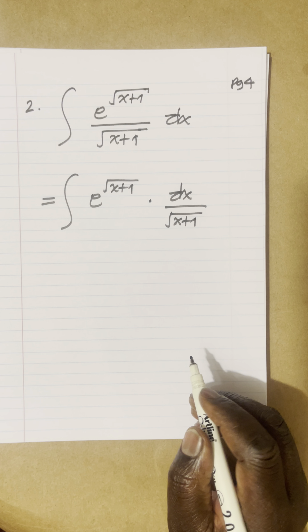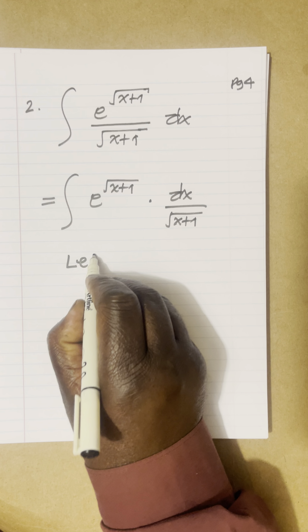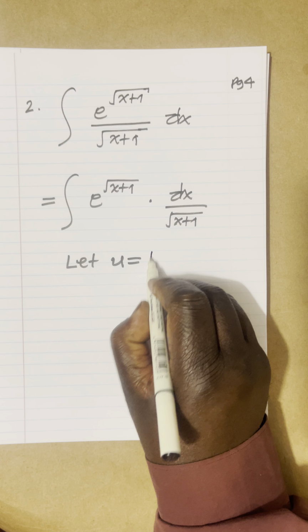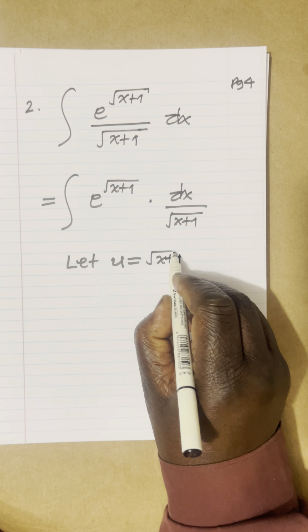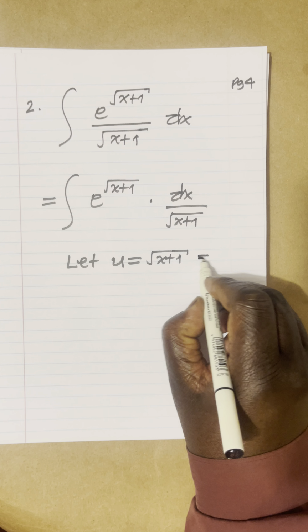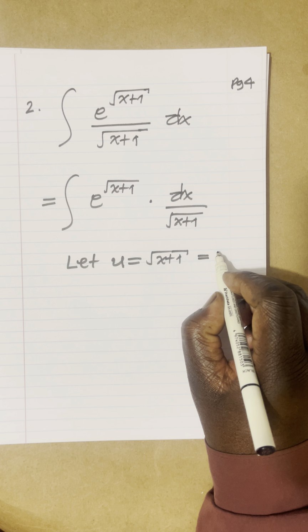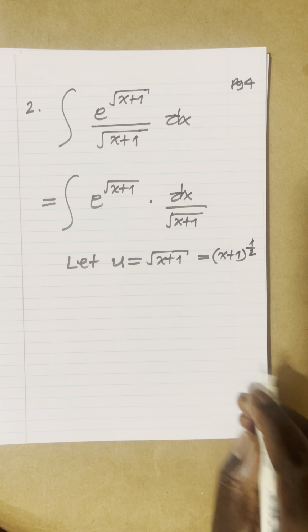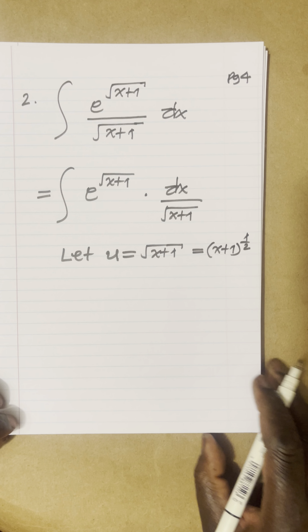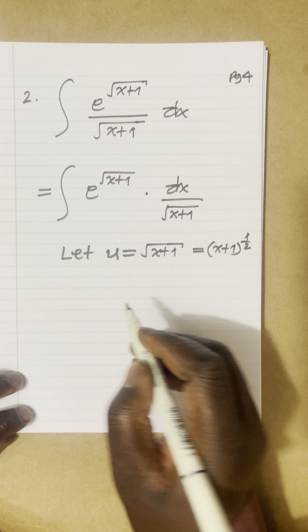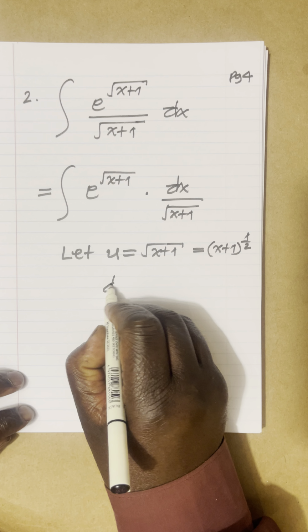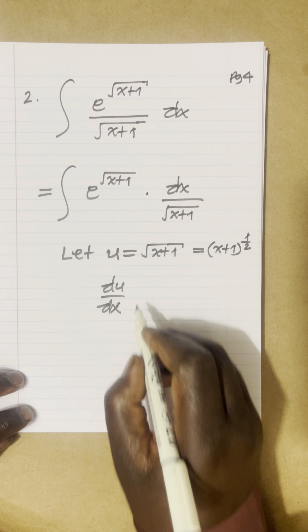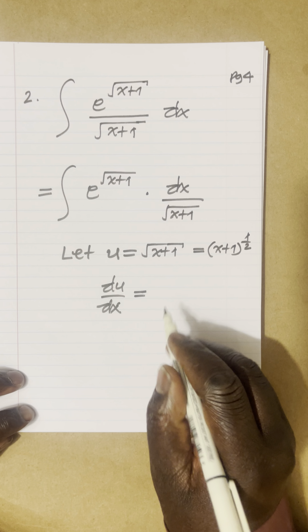There's a reason why I'm writing it like this, because now I'm going to say let u be equal to the power of e, which is square root of x plus 1, positive square root, that is. We can rewrite this as, watch this, x plus 1 to the power half, like that. And why am I doing this? Because now I want to differentiate both sides. So du dx, we're differentiating u with respect to x. You'll agree with me that I'm going to have to apply chain rule there.